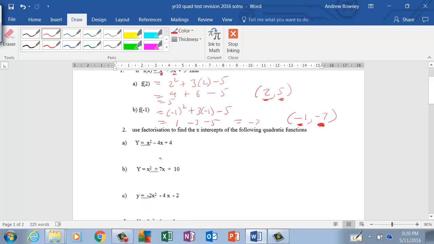Question 2, use factorisation. This is foiling in reverse, so we have to put it into the 2 brackets. The 2 brackets means the 2 firsts have to give the first term here. So that's going to be x and x. The 2 lasts, which are these 2, have to give the last term, which is here. So it's going to come from 2 times 2 is 4. And the middle term comes from the outers and the inners. So this is the first, that's the last. That's why it's called foiling. Outers and inners have to give minus 4x.